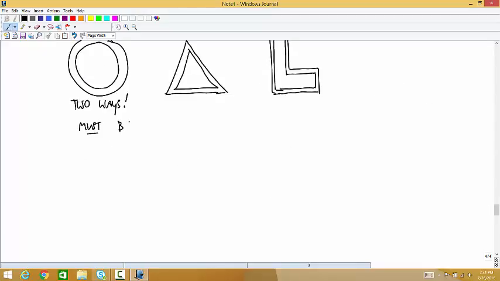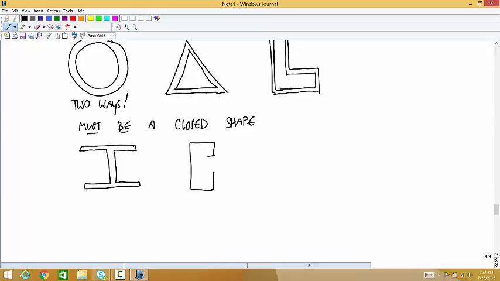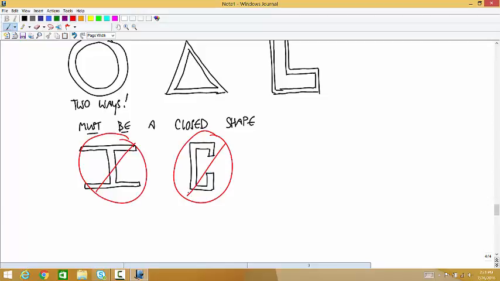It must be a closed cross-section, a closed shape, so no I-beams, no C channels. So that's too bad. Those are useful things in engineering applications, but those are more complicated calculations.